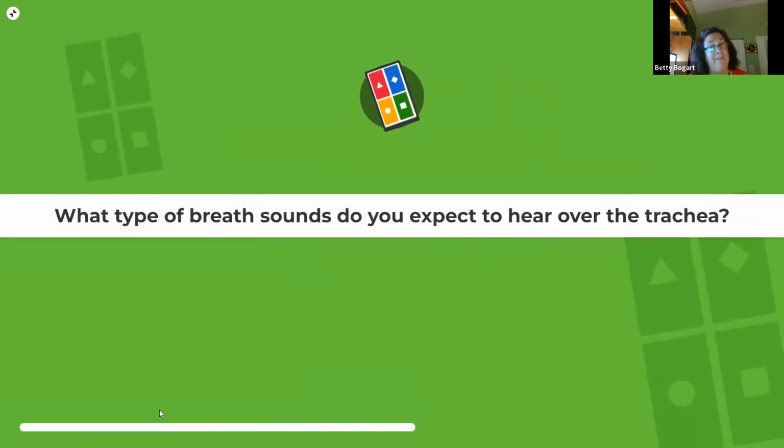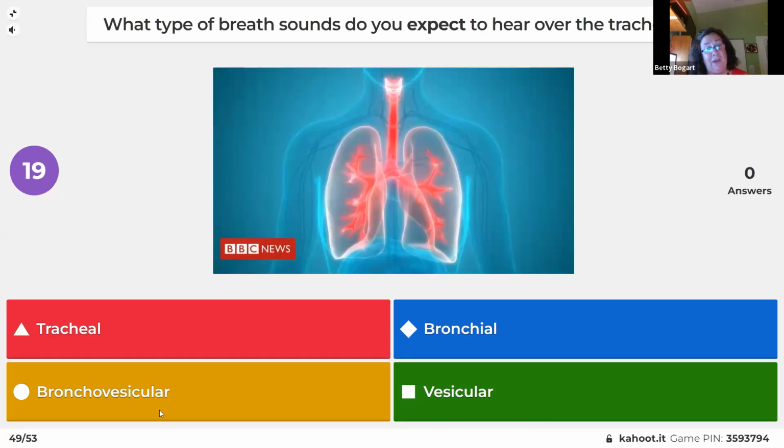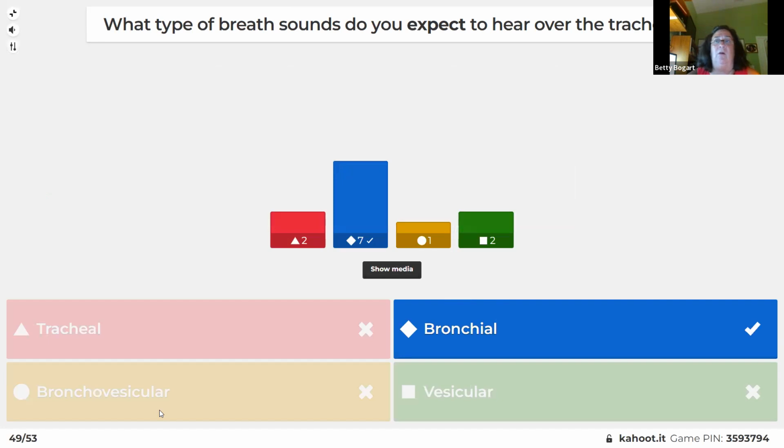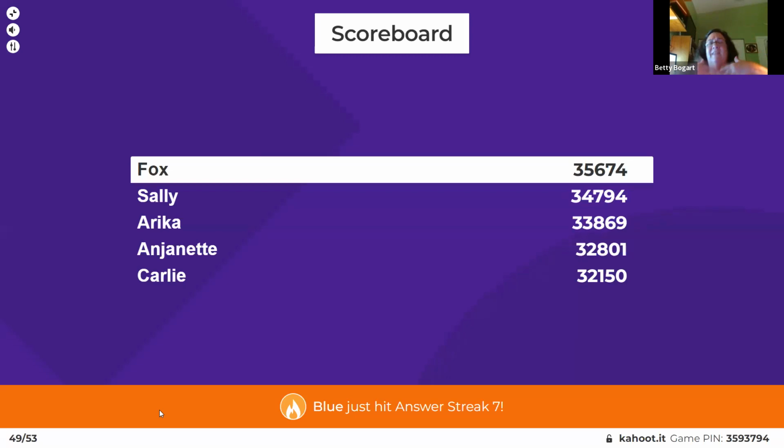What type of breath sounds do you expect to hear over the trachea? When I was describing these breath sounds, why do we listen to those upper areas, the trachea and bronchus? It's because of all that upper airway secretions. Is it the upper airway we're listening to, or do the lungs sound that horrible? Over the trachea, it's your bronchial breath sounds. We could say, yes, that's the upper airway. No, the lungs are okay.